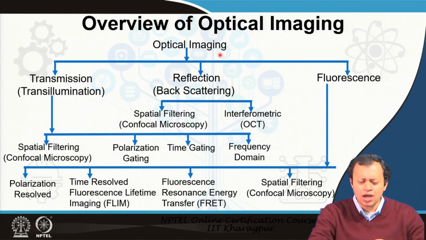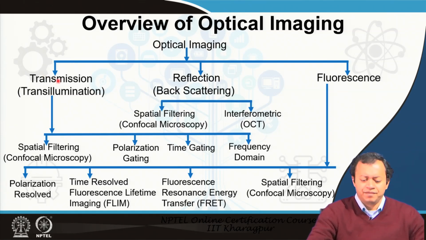So, a quick overview of the optical imaging that we can do. There are 3 basic categories: transmission, reflection and fluorescence. I know this is a busy slide, but if you look into it, reflection is basically divided into spatial filtering and interferometric, optical coherence tomography and confocal microscopy. We are going to discuss both of them. Fluorescence, I think I discussed previously.